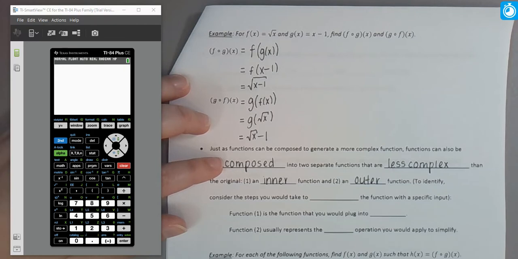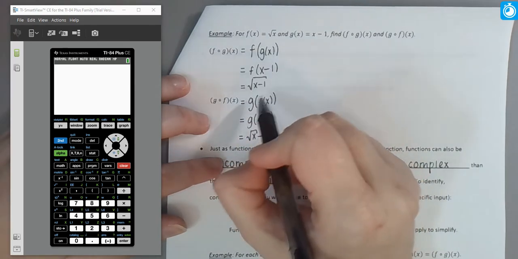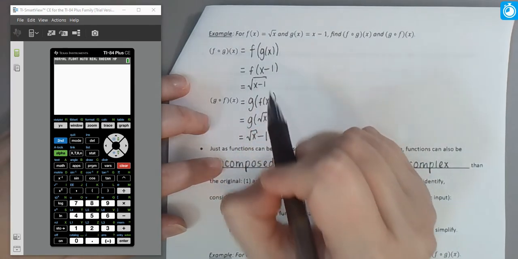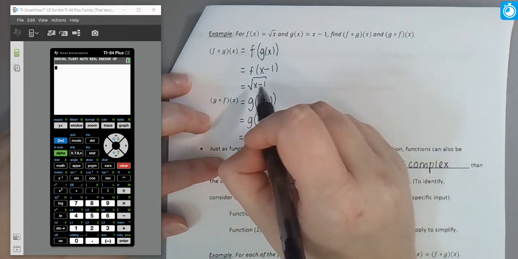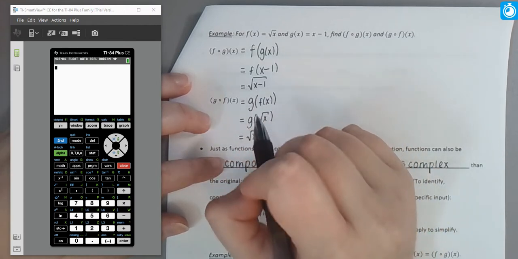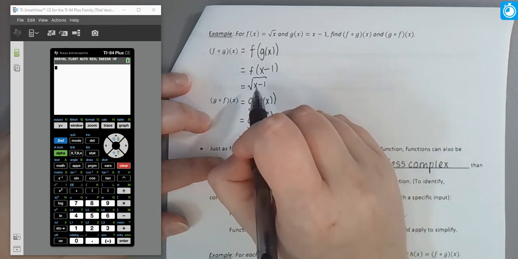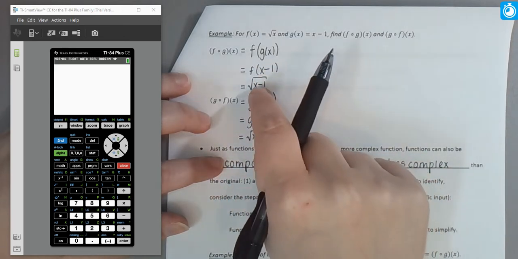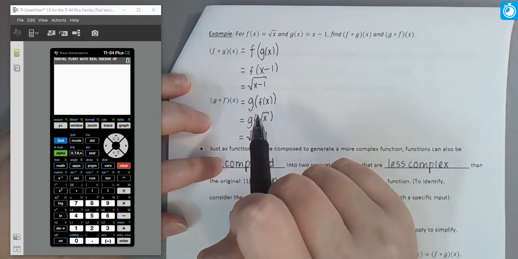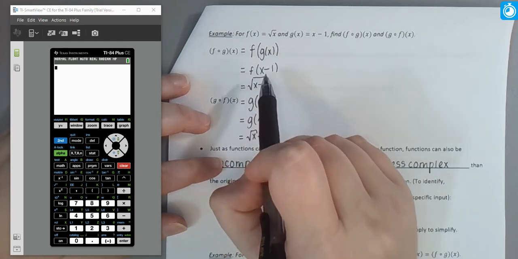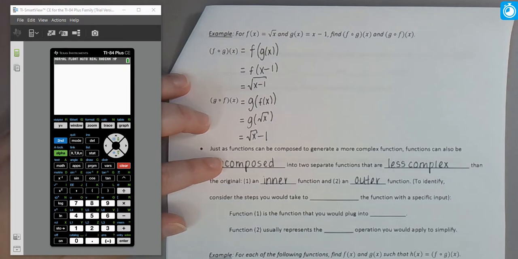Now sometimes you can look at a function and you can identify a clear inside and outside. So for instance, for this function, it's pretty clear that the square root is outside of everything else, and then x minus 1 is inside. So here we could think of this as being broken up into an inside function that just represents x minus 1, and then an outside function that just represents the square root. That would be a way to decompose.